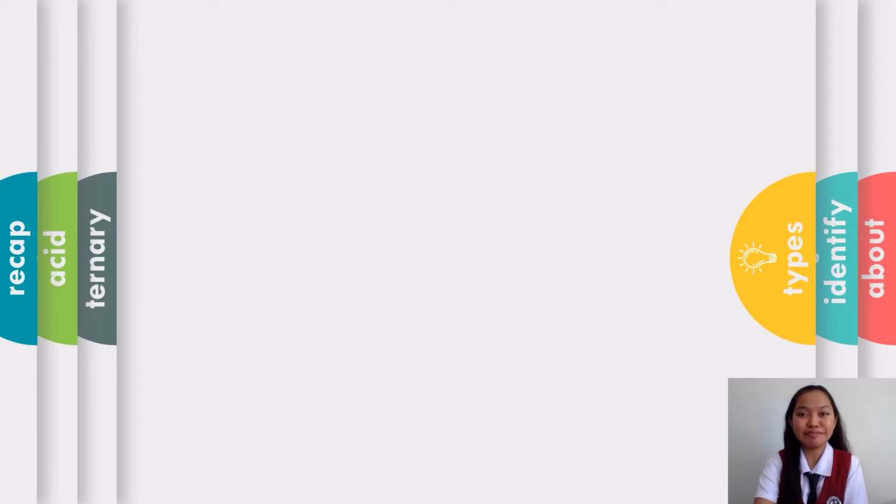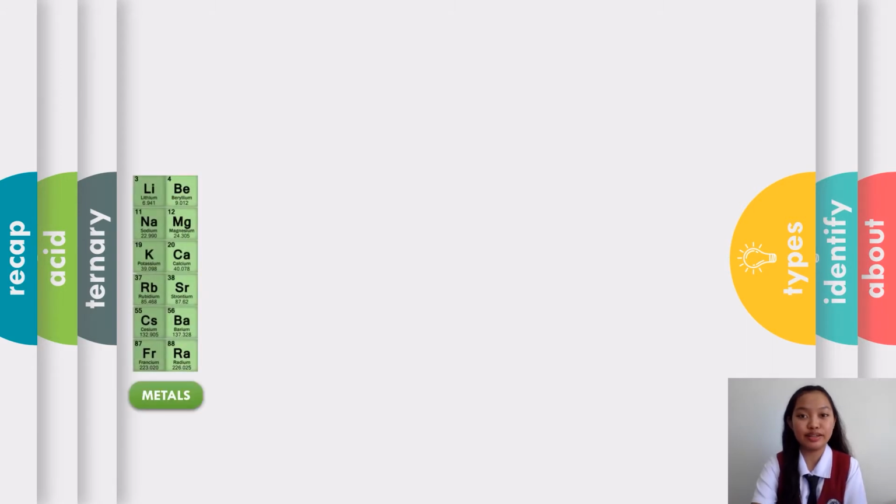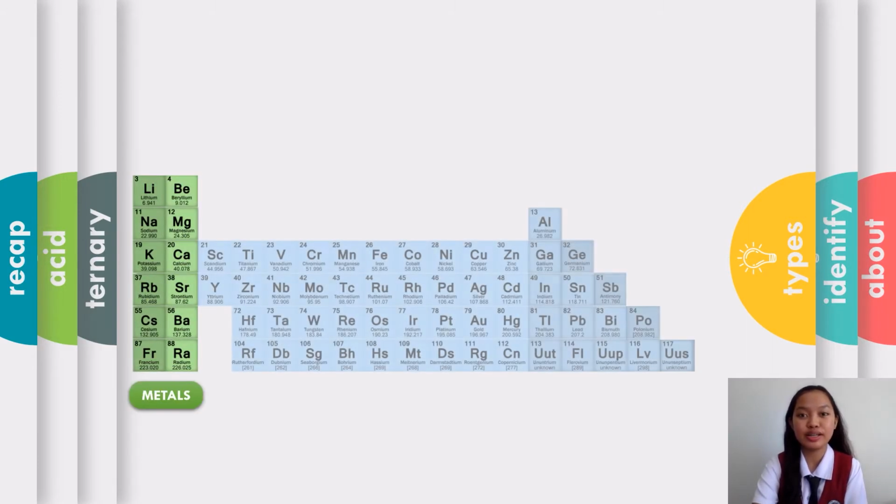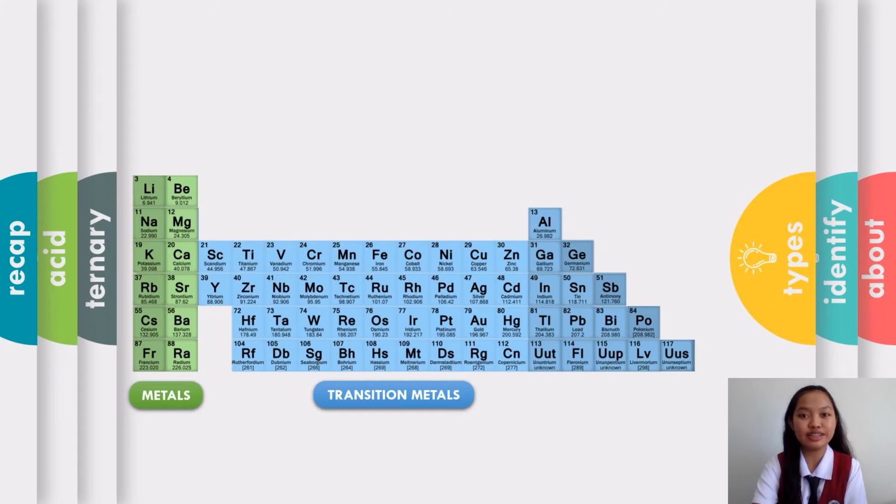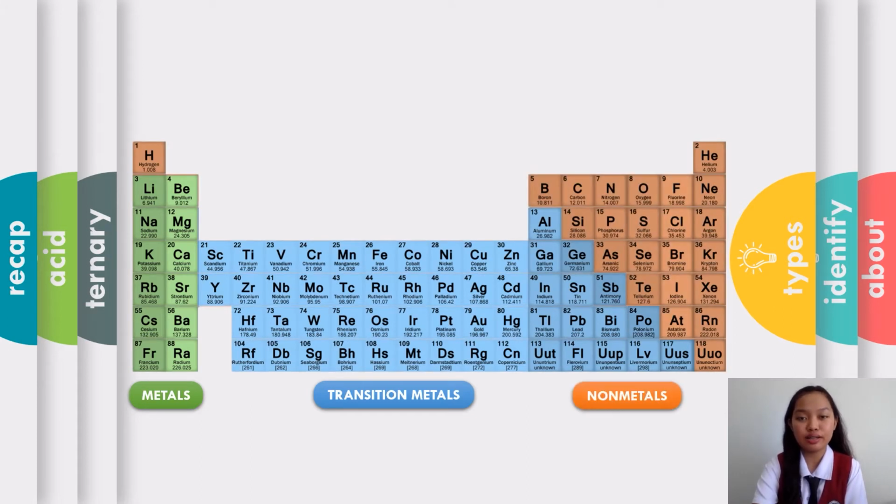Where could we find them, you might ask? Don't worry, because I will help you. These are the group 1 and 2 metals, the transition metals, and the non-metals. So if a green is mixed with an orange, it is under type 1, while a blue mixed with an orange is under type 2, and an orange mixed with another orange is under type 3.